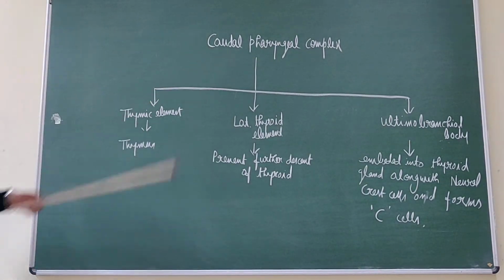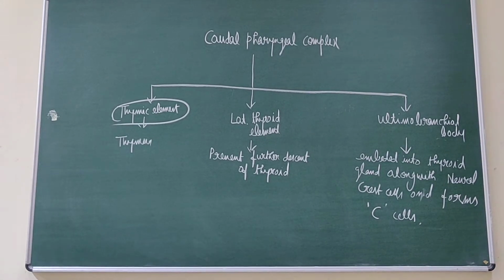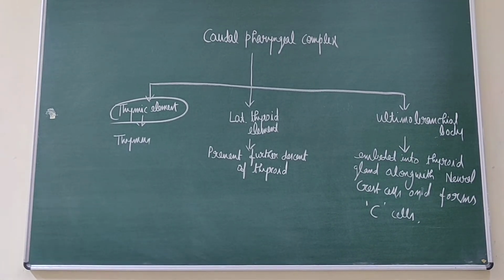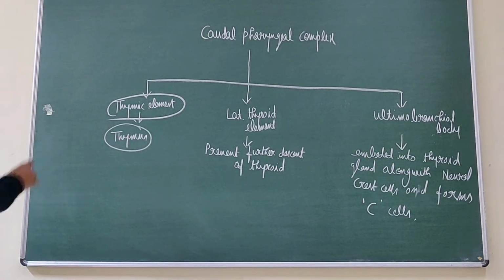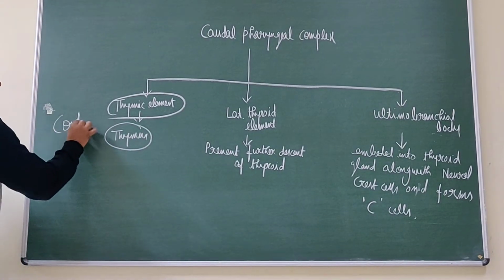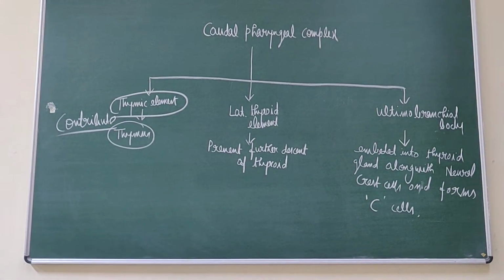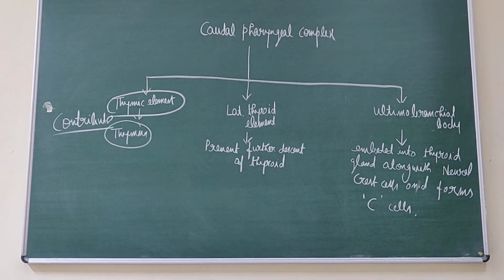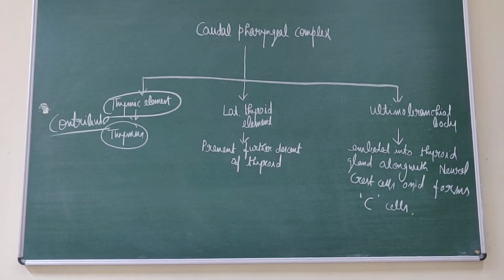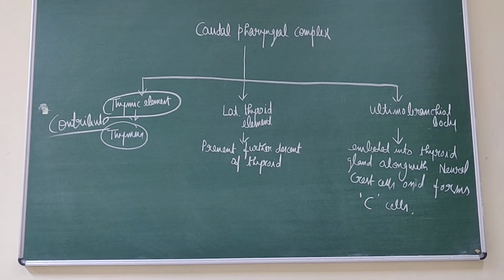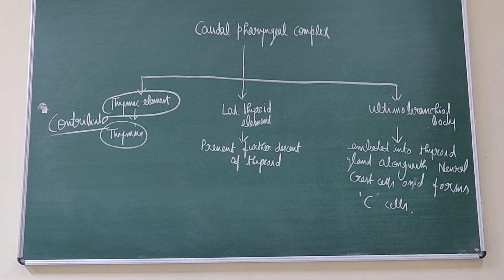It is differentiated into the thymic element, and it contributes to the formation of the thymus. Contributes, not forms. Thymus is formed from the third pouch. It is clear, it is the ventral part of the third pouch. This element only contributes to the formation of the thymus.